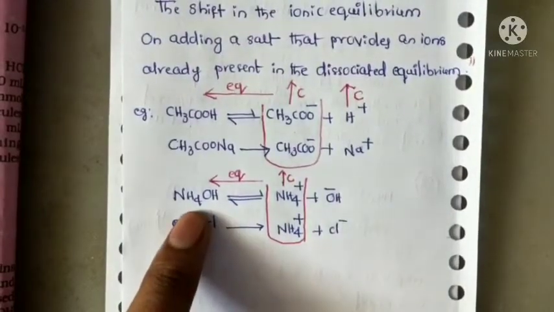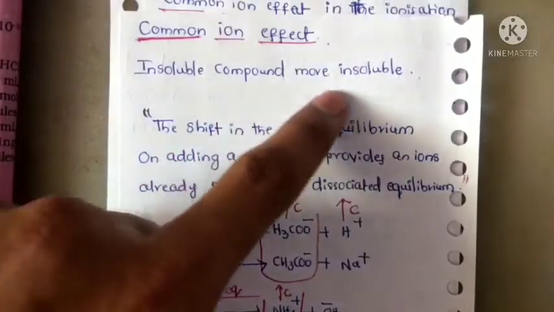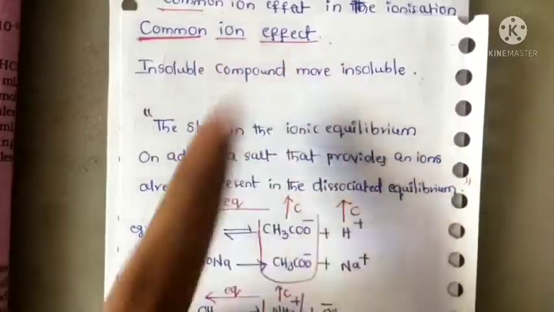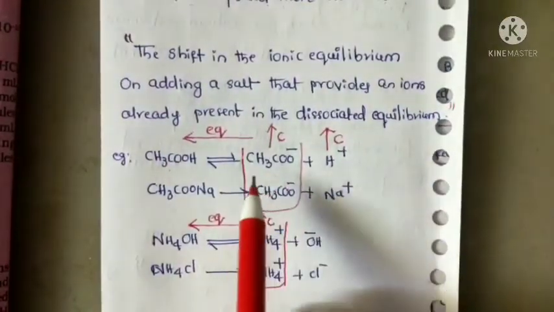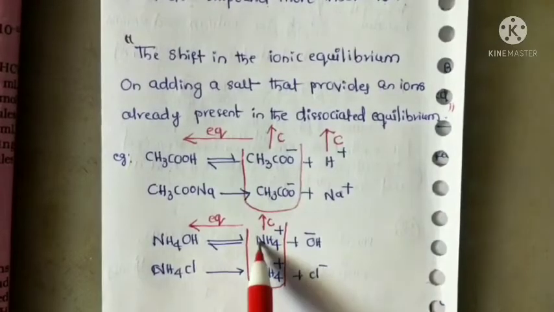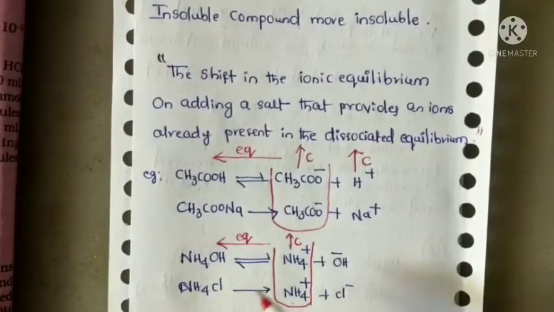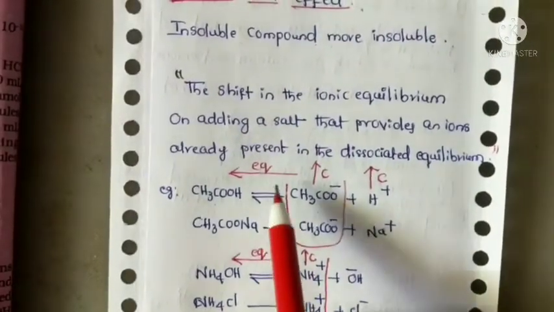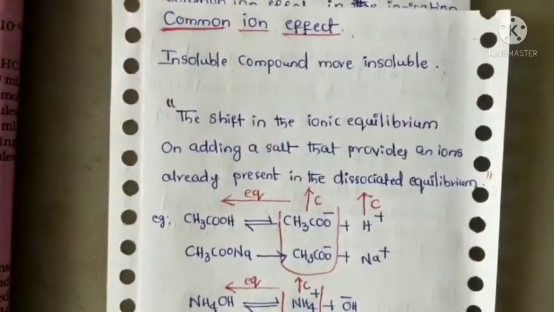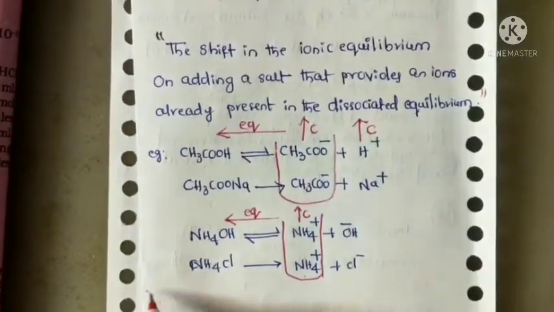So what is our title name? Insoluble compound more insoluble, due to the common ion effect. Which are the common ions? Here acetate ions are common, and here NH4 ions are common. That's why this process is called common ion, and this effect, where the equilibrium will be shifted to the left side, is called common ion effect.